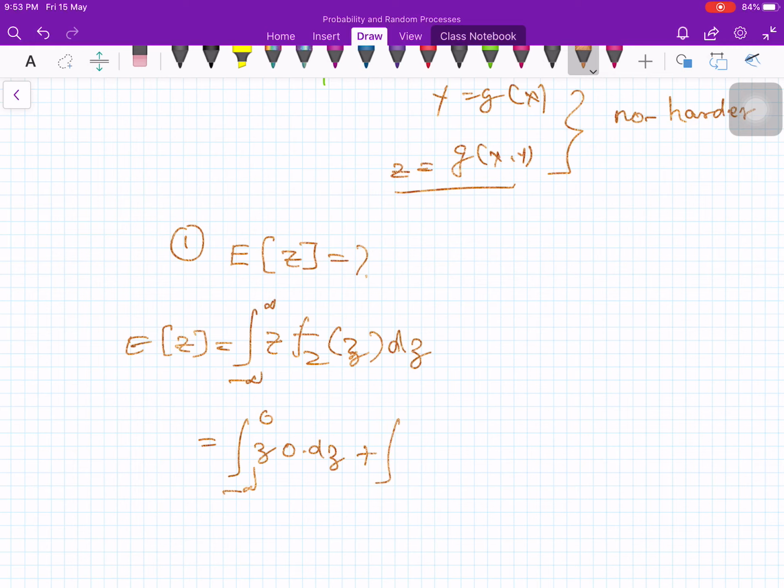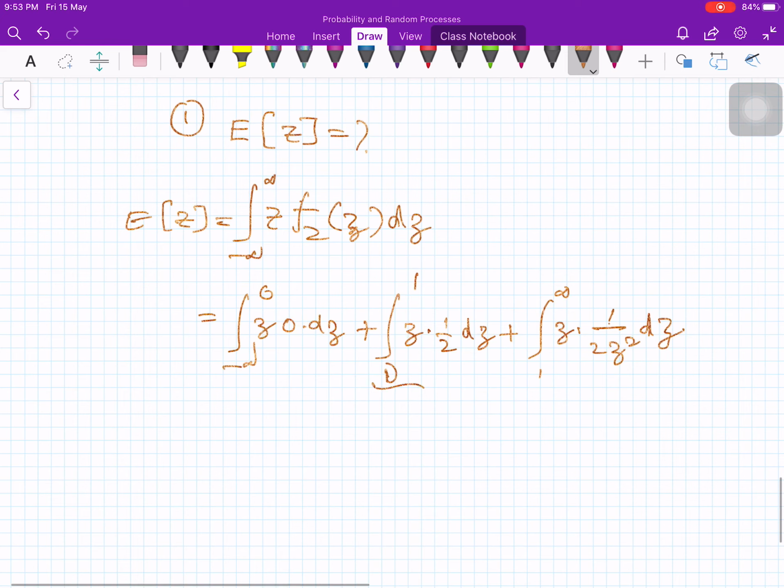And now from 0 to 1, z times the density function. What is the density function? It's a constant, right? It is 1 by 2 times dz, plus from 1 to infinity, z times 1 by 2 z square times dz. Okay, now anyway this is some finite value, and this first part is going to be 0.